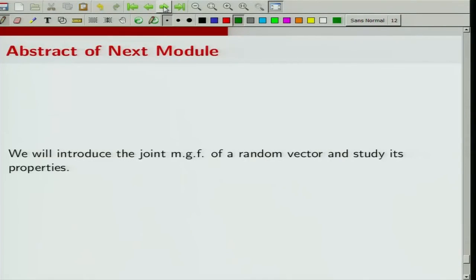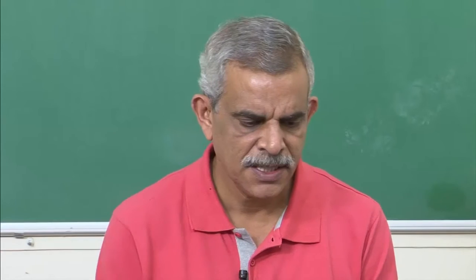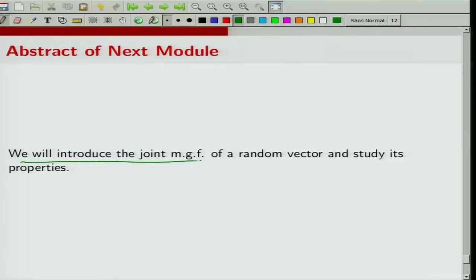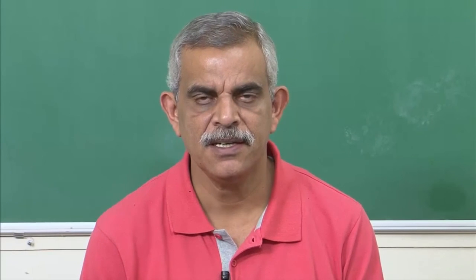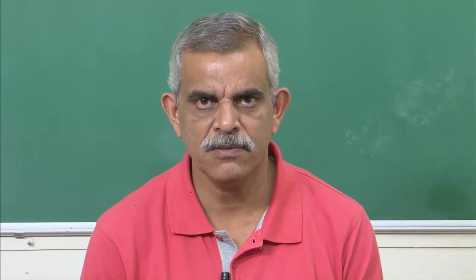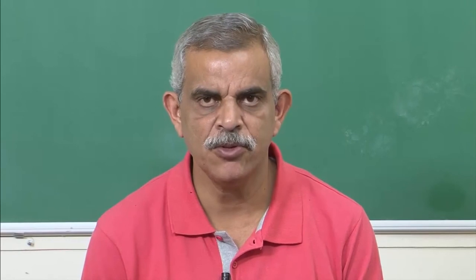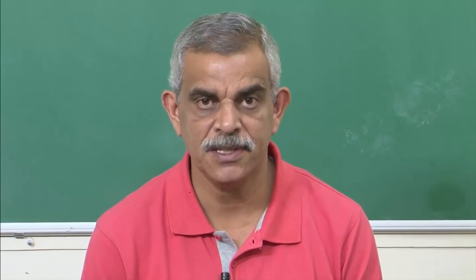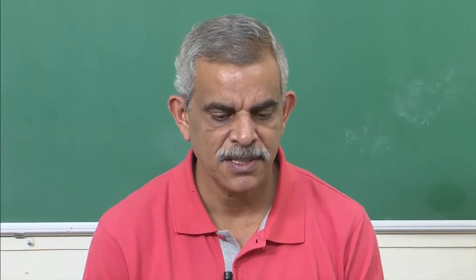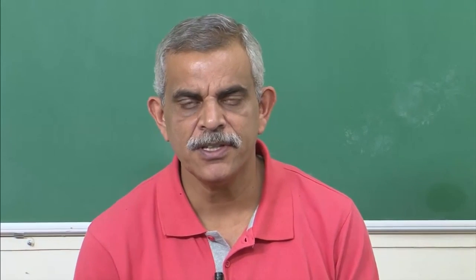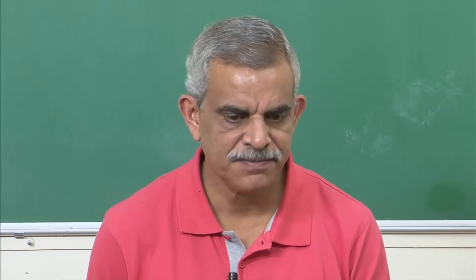Now, before I conclude this module, let me give a summary of the things I will be doing in the next module. In the next module, we will introduce the joint MGF of a random vector and we will study its properties. We have seen how the MGF of a single variable is useful in finding the moments and other properties, even studying the equality of distribution. Now, a similar thing we will do for random vectors.